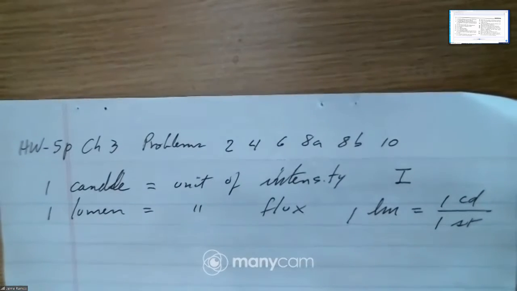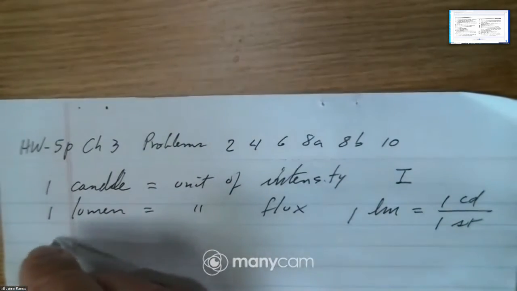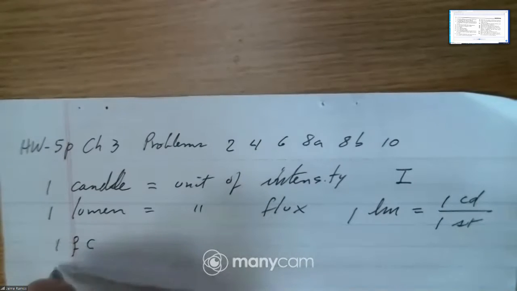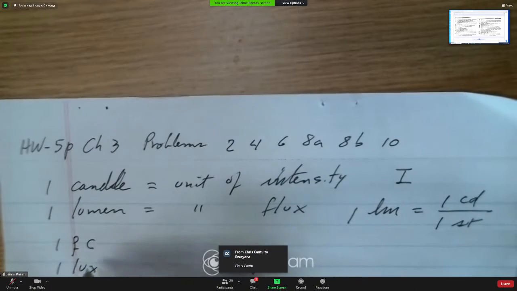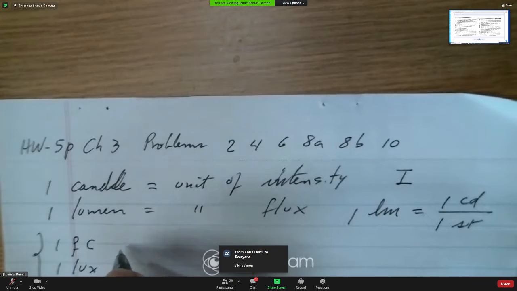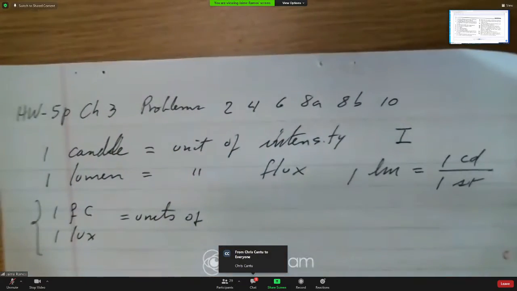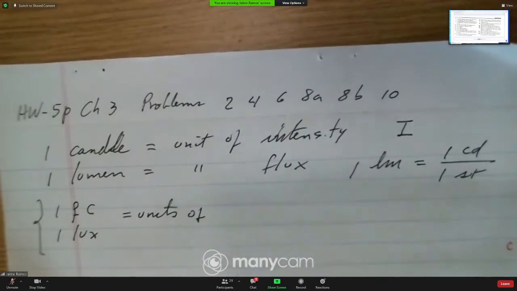Okay, and then we have two units now: the foot-candle (FC) or the lux. Both of them are units of illuminance.